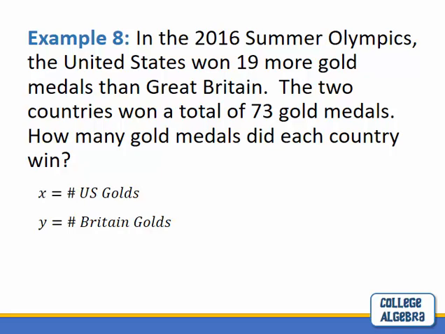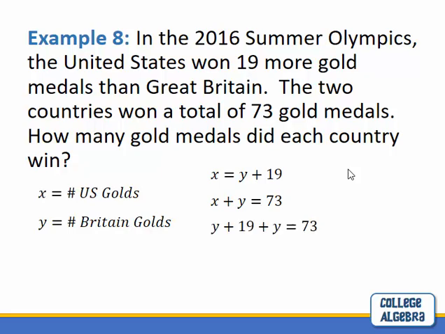So what do we know? We need a couple of equations since we have two variables. We have that the U.S. won 19 more golds than Great Britain. So if we take Great Britain's Y gold medals and add 19, we would get X. X, the number won by the U.S., will be Y plus 19. And we know that if we add X and Y together, we get 73. The two countries won a total of 73 gold medals. Technically we're solving a system of linear equations here, and one method is called substitution. You isolate one variable and substitute into the other equation.